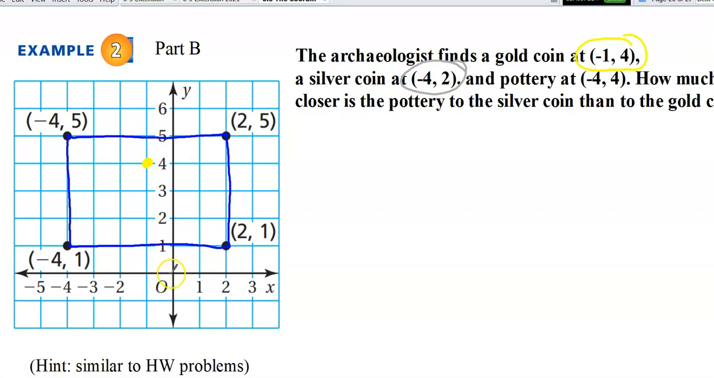Remember, I start at the origin, and I go in the negative direction, and then I go up 1, 2. So right here is where they found the silver coin. So we'll do S for silver, and this one will be G for gold. And then we have some pottery. So let's just make this brown. Pottery at negative 4, 4. So we go over negative 4 and up 1, 2, 3, 4. This is where they found P for pottery.